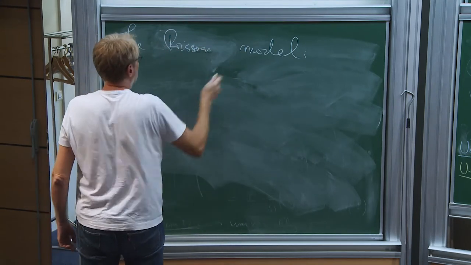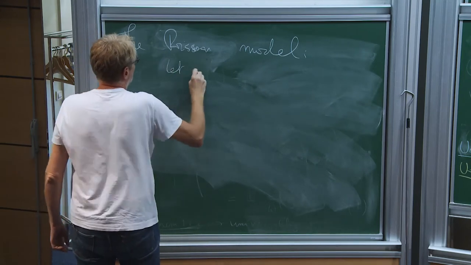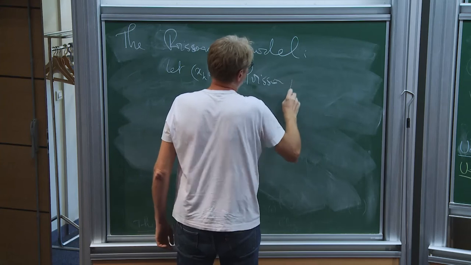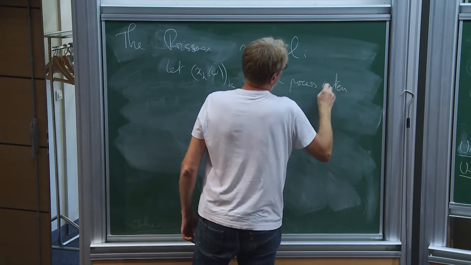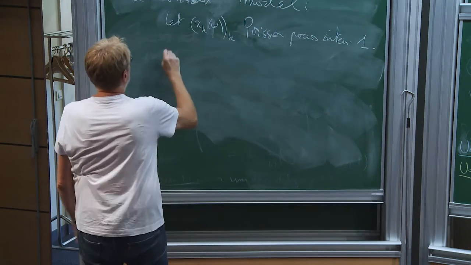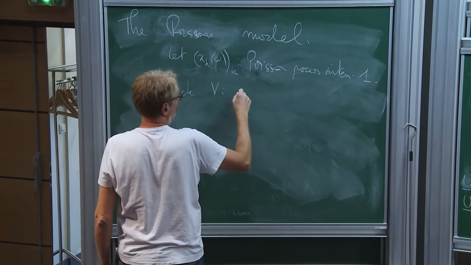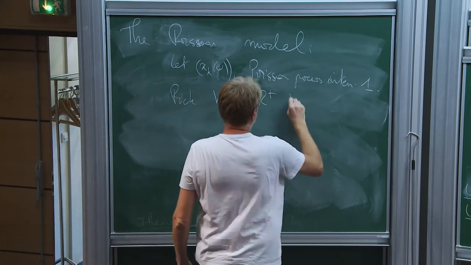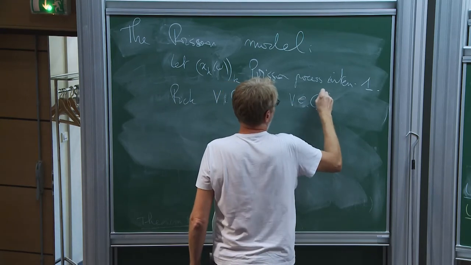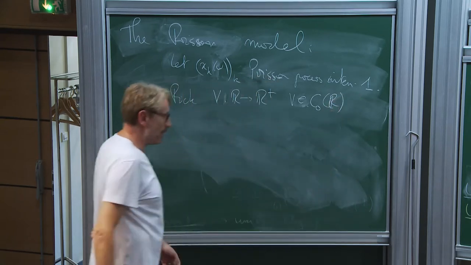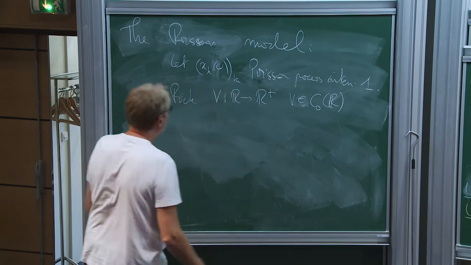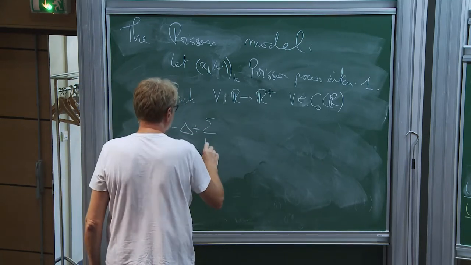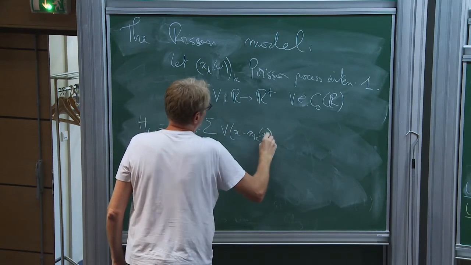So again, I take x_k of omega to be a Poisson process, the support of a Poisson process, of intensity 1, right? And pick v to be a non-negative function, right? And I assume that v is continuous with compact support on the real line, to make it simple. It doesn't really need to be continuous, but bounded compact support is going to be fine. And look at the following thing. H omega is going to be minus Laplacian plus the sum over k of v of x minus x_k of omega. So this is called the Poisson model.